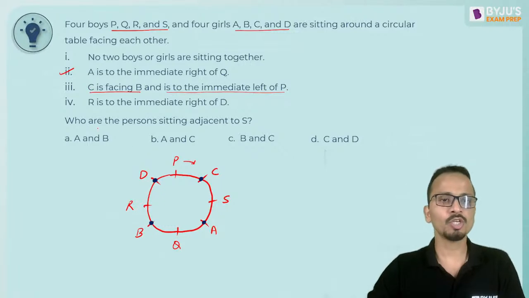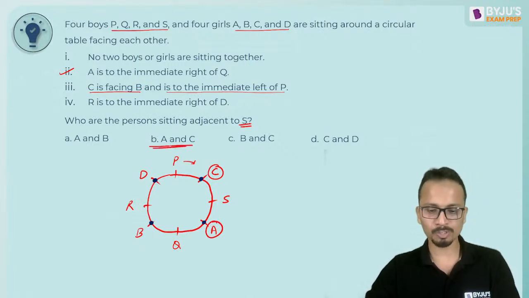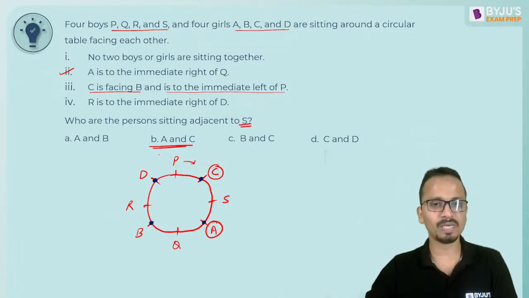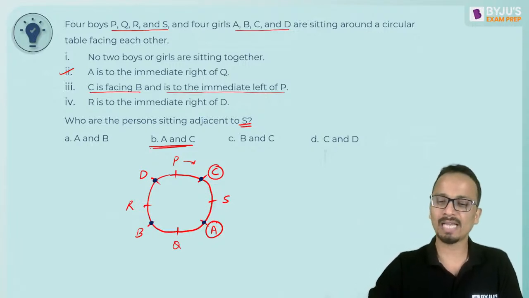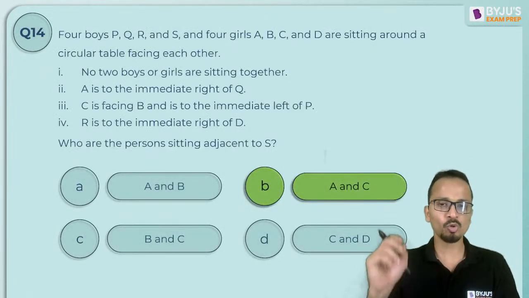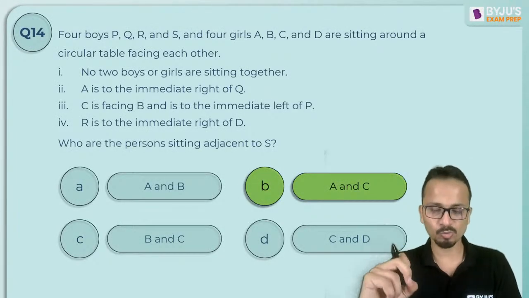Okay. So question is, who are the persons sitting adjacent to S? Who is sitting adjacent to S? It is C and A. So the correct answer will be this option, which is option B. Okay. So only one or two students have given the answer for this one. I believe this question was not that difficult. Pretty easy one, pretty straightforward. So A and C are sitting adjacent to S.